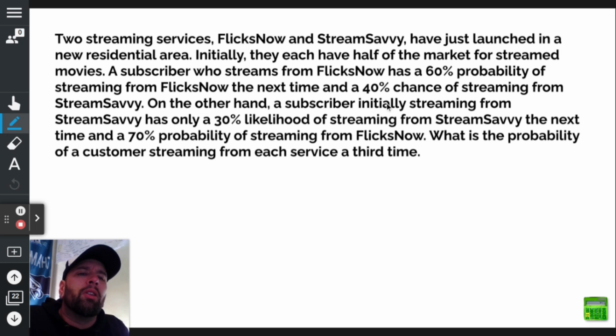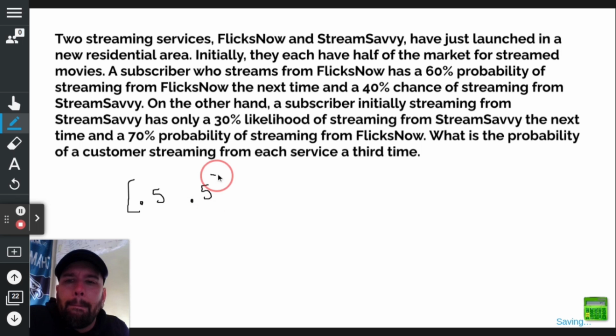On the other hand, a subscriber initially streaming from StreamSavvy has only a 30% likelihood of streaming from StreamSavvy the next time and 70% of streaming from FlixNow. What is the probability of a customer streaming from each service a third time? All right, since there's a 50% market, the initial probability vector is 50-50. So that is going to be 0.5, 0.5. That's the initial probability vector.